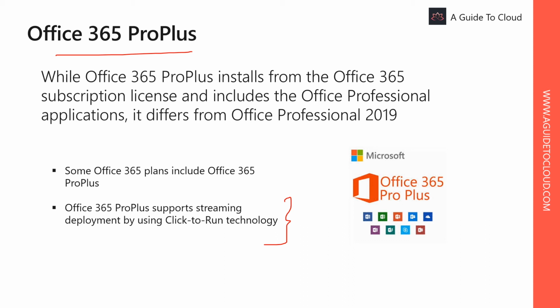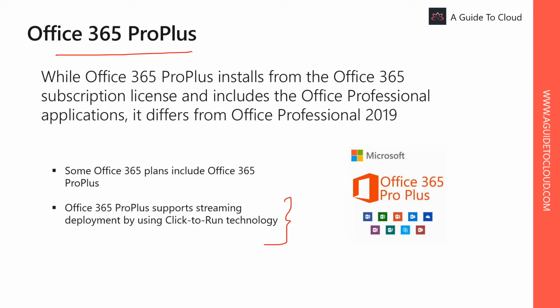Office Pro Plus continues to get new and improved features on a regular basis, but the features included in Office Professional 2019 remain the same. The second one is users can install Office 365 Pro Plus on multiple devices with a single license. But Office Professional Plus can only be installed on one device with a single license.